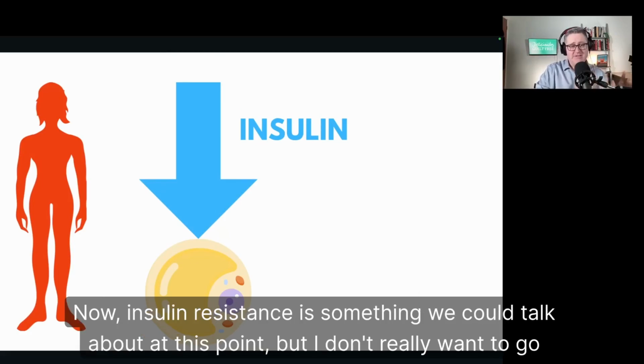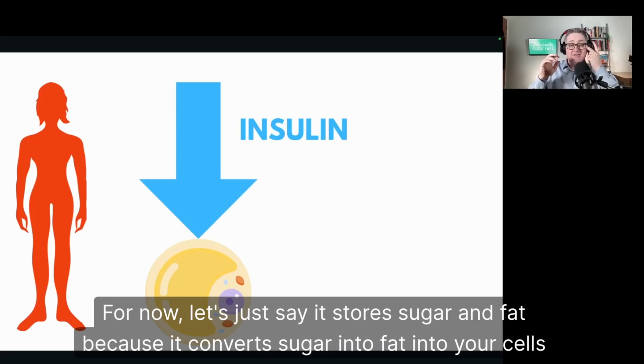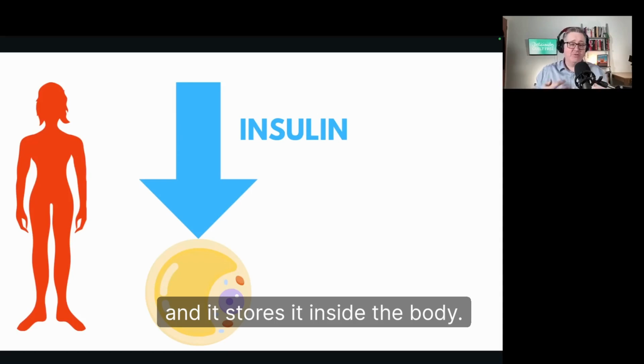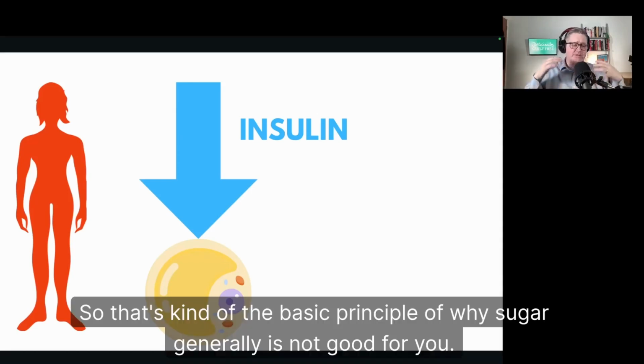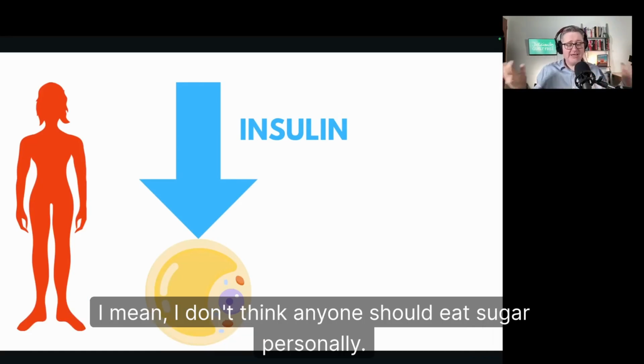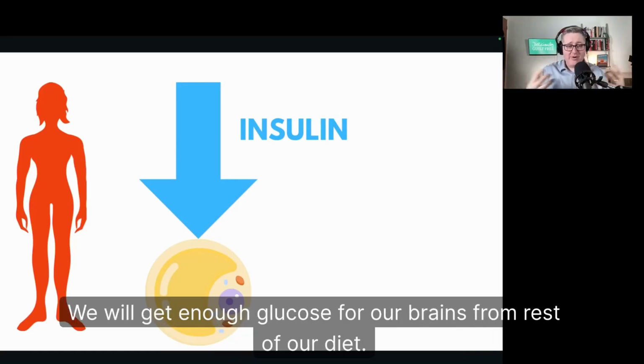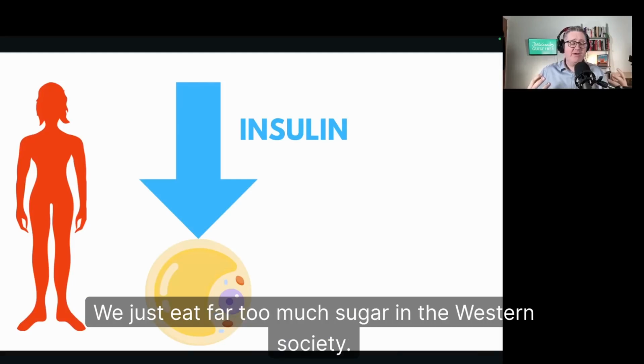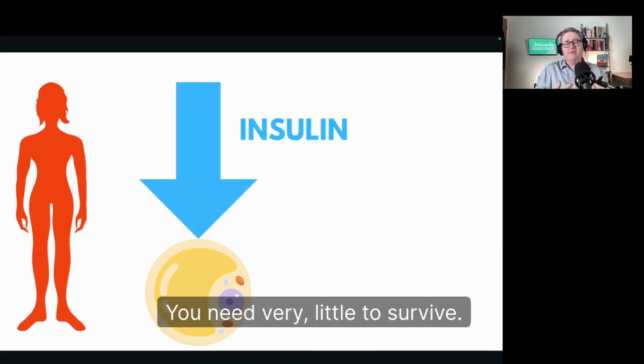Now, insulin resistance is something we could talk about at this point, but I don't really want to go into that. For now, let's just say it stores sugar and fat, because it converts sugar into fat in your cells, and it stores it inside the body. So that's the basic principle of why sugar generally is not good for you. I don't think anyone should eat sugar, personally. We will get enough glucose for our brains from the rest of our diet. We just eat far too much sugar in Western society. You need very little to survive.